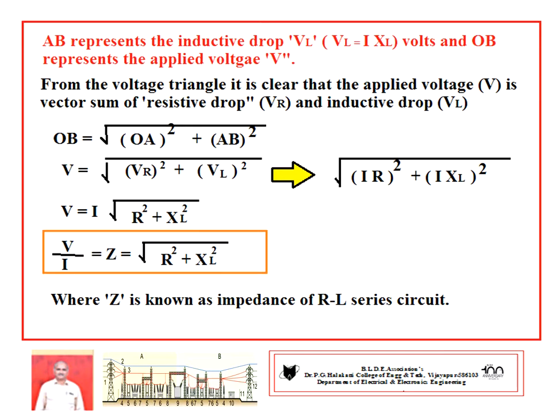I, the ratio of voltage to current in an AC circuit, gives the impedance in general. Z is the impedance of the given AC circuit. So, in an RL series circuit, the impedance becomes the square root of R square plus XL square. What is XL? The inductive reactance. XL equals 2 pi f L ohms. L is in henry.